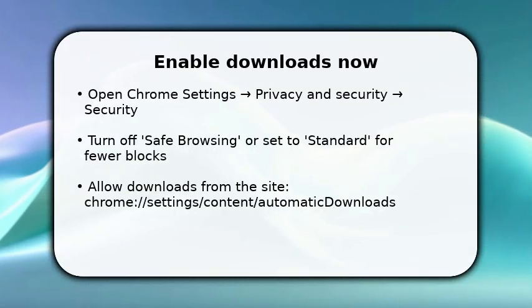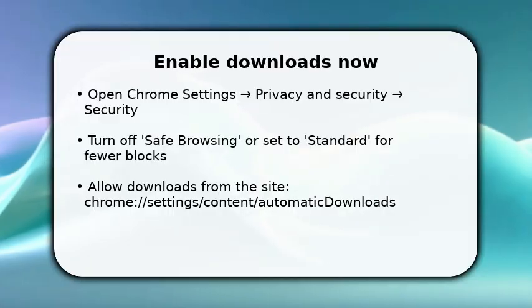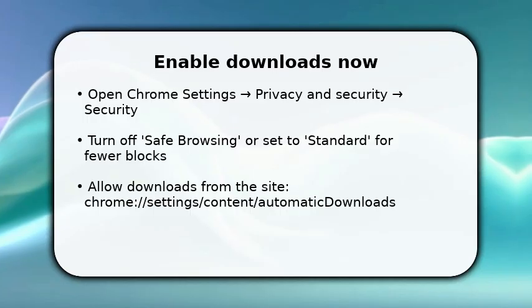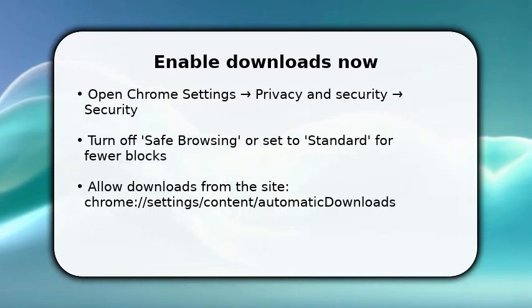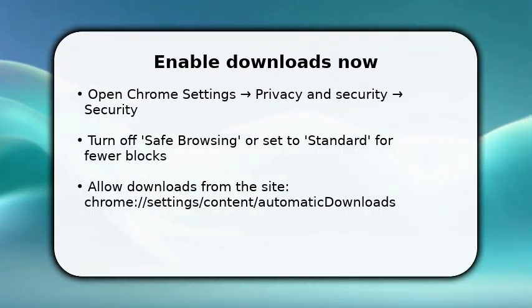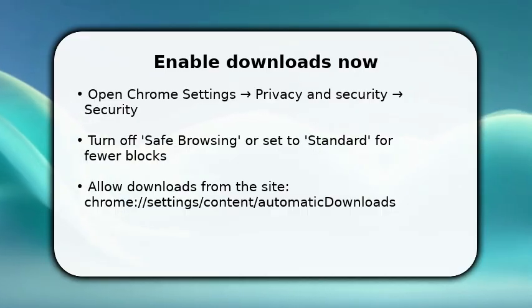You start by opening Chrome settings and going straight to privacy and security because this is where download filtering lives. Once there, select security and change safe browsing to standard or off. This reduces automatic blocking. Make sure to immediately allow downloads for the specific site under content settings so Chrome won't stop repeated files. Doing this first avoids interruptions.